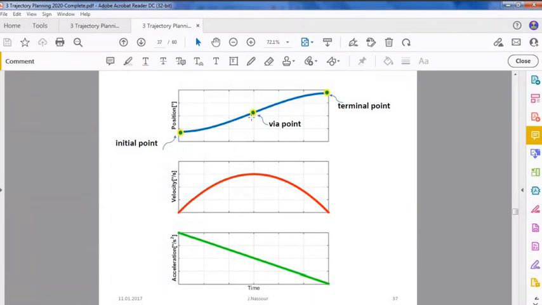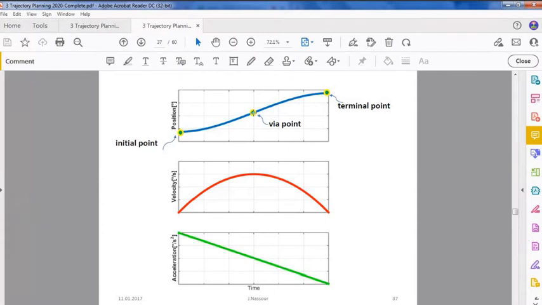Will not join at this point. So at this point, your angle, your velocity, your acceleration must be the same value. So your position also the same value, your velocity also the same value, your acceleration also the same value. Then you can connect your curve.